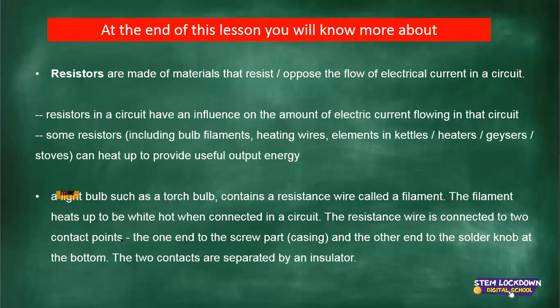If you look at a bulb, I'm sure most of you have, at the bottom of it there are two contact points. It has one end of a screw part, that's the casing, and the other end of a solder knob at the bottom. These two contacts are separated by an insulator, and I'll explain what an insulator is.